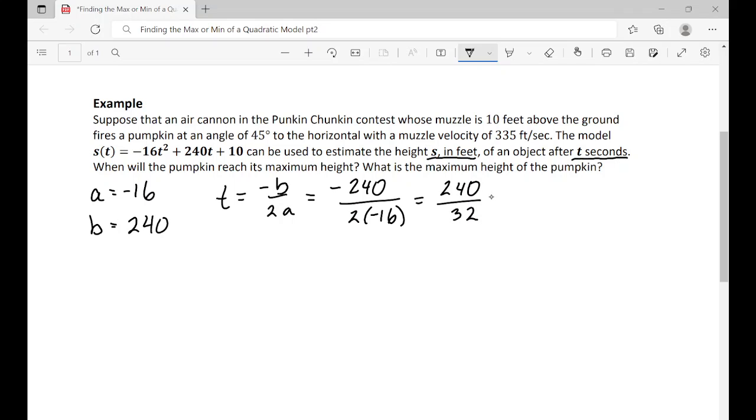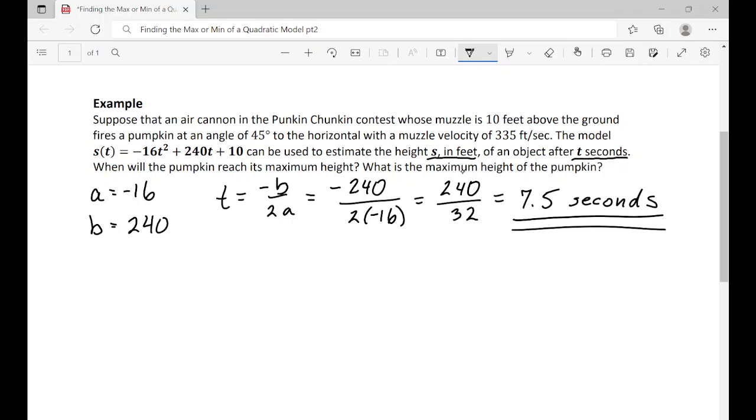And then divide those two, and we're going to get 7.5. Now remember, t here is in seconds, so this is 7.5 seconds. So when will the pumpkin reach its maximum height? It reaches it in time being 7.5 seconds. So there's our first answer.